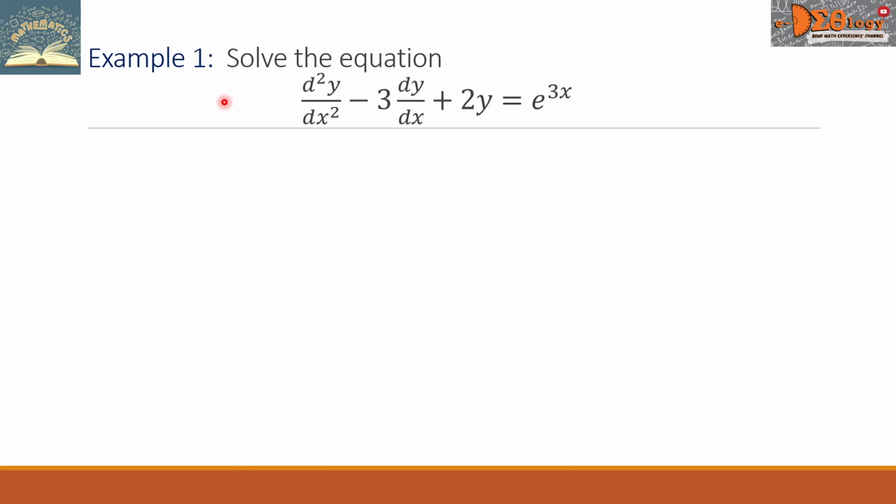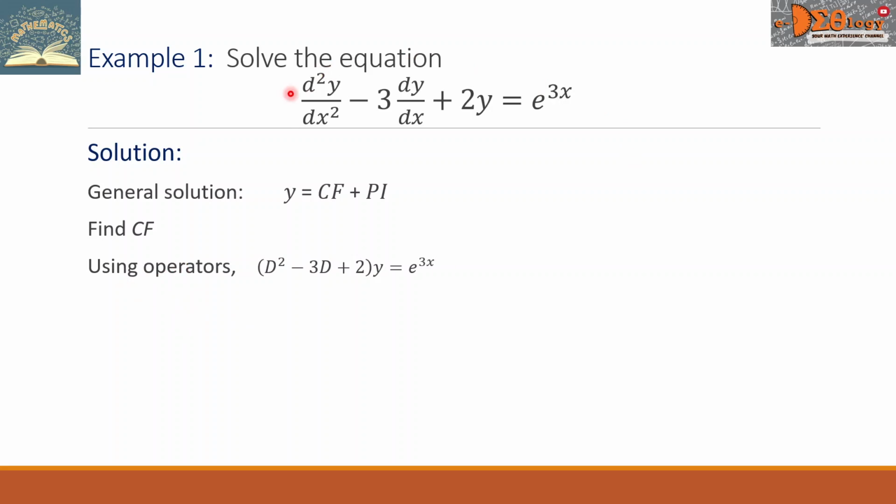Example 1, solve the equation: the second derivative of y with respect to x minus 3 times dy over dx plus 2y equals e raised to 3x. Our general solution is y equals complementary function plus particular integral. Let's begin with finding the complementary function.